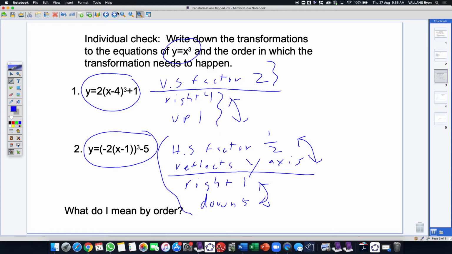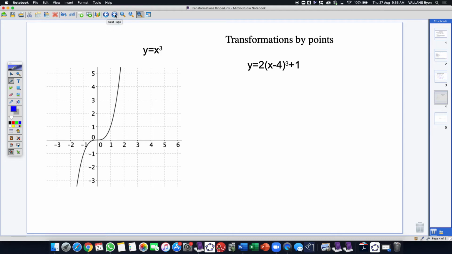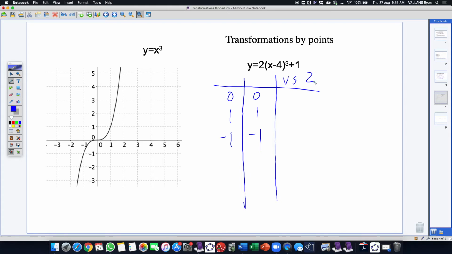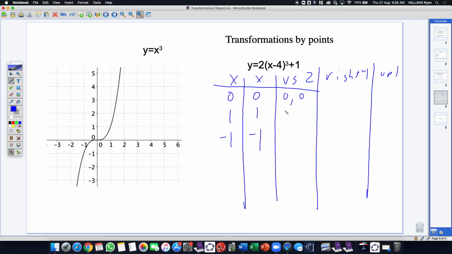So for me, I'm going to show you how to do it point by point just to emphasize how this works. I'm going to pick the points 0, 0 on this original one, 1, 1, and -1, -1. Those are all points. So I can vertically stretch by a factor of 2, go right 4, and go up 1, which means if I vertically stretch by a factor of 2, I'm multiplying the y's by 2. So this becomes 0, 0. This becomes 1, 2. This becomes -1, -2.